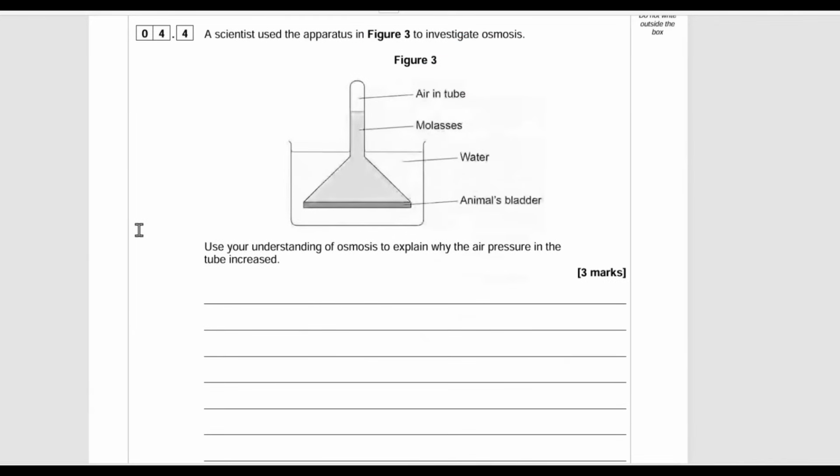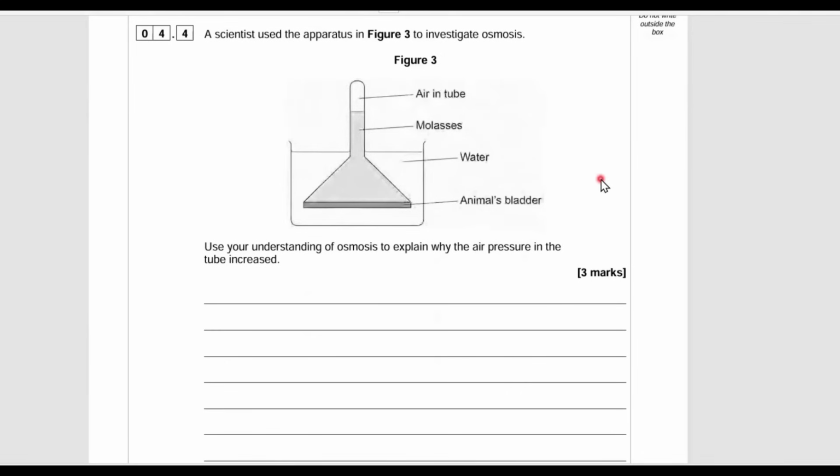Right, we're on to 4.4. A scientist used the apparatus in figure 3 to investigate osmosis. We've got air at the top of a tube. We've got molasses, which is that sugar concoction of sucrose, fructose, and glucose. And it's in a beaker of water with an animal's bladder at the end of this apparatus, I guess, preventing the sugars from leaking out. Use your understanding of osmosis to explain why the air pressure in the tube increased.